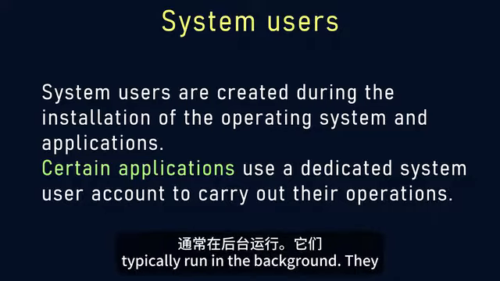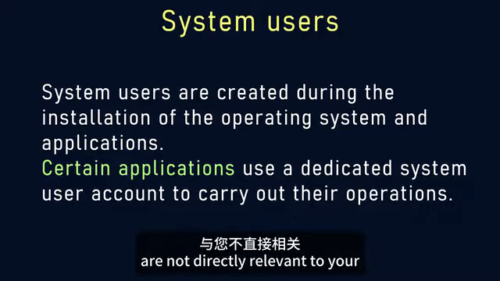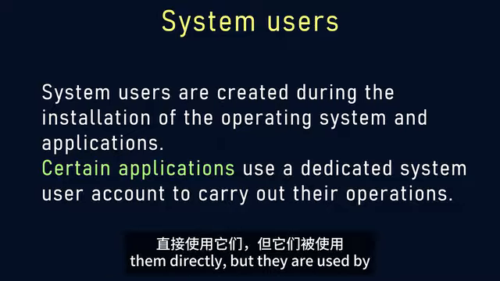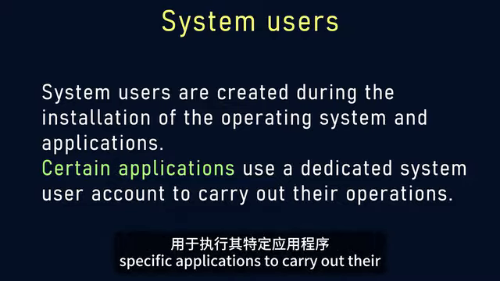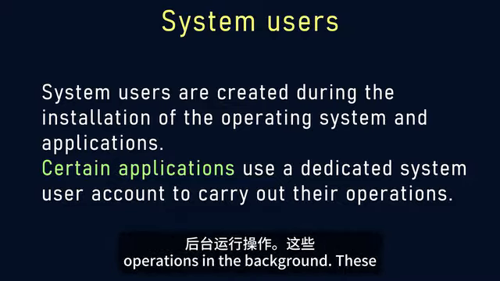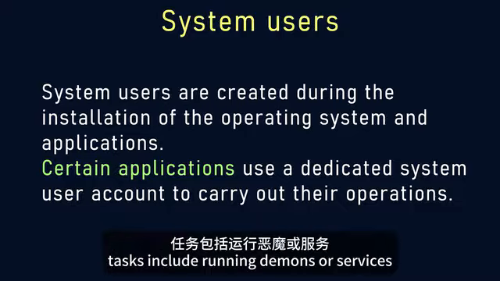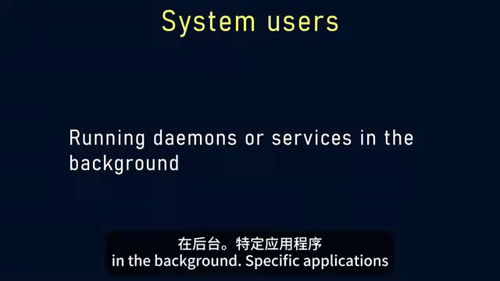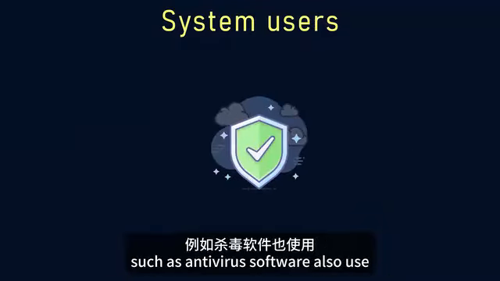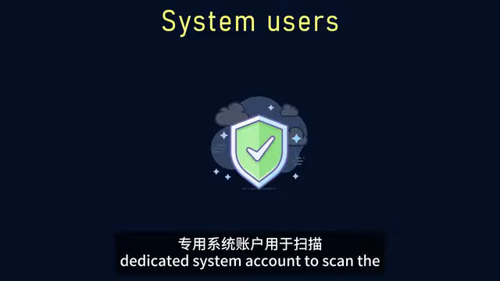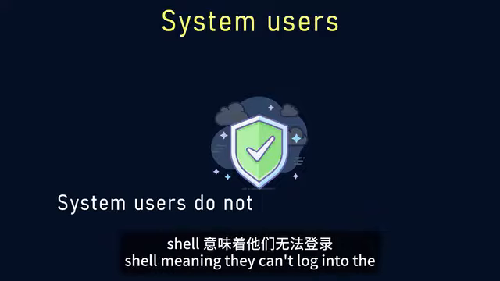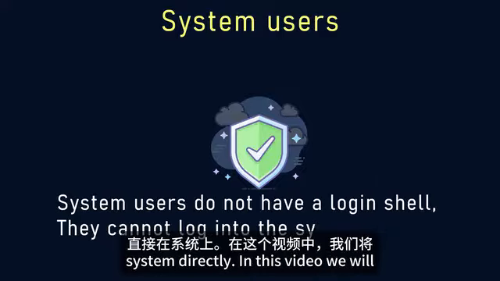System users typically run in the background. They are not directly relevant to your day-to-day tasks. We don't interact with them directly, but they are used by specific applications to carry out their operations in the background. These tasks include running daemons or services in the background. Specific applications such as antivirus software also use a dedicated system account to scan the system. System users don't have a login shell, meaning they can't log into the system directly.